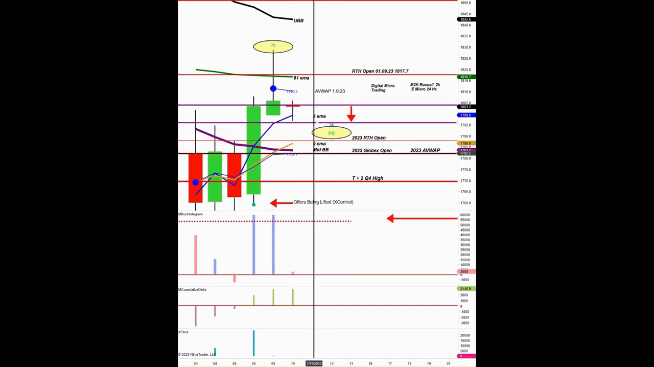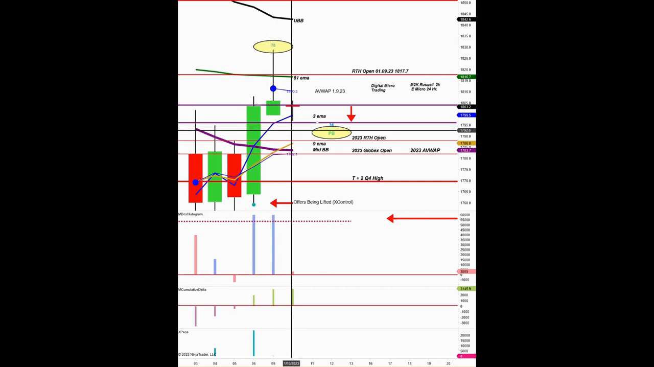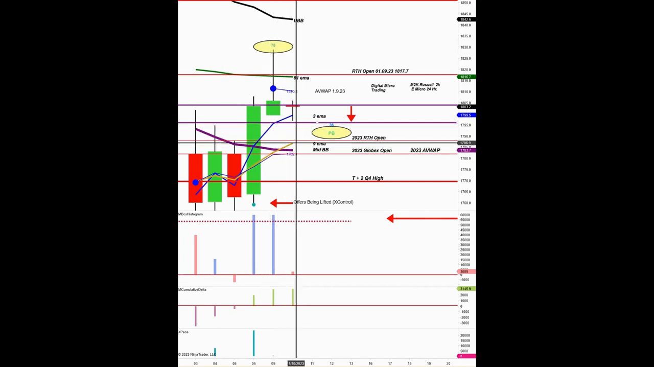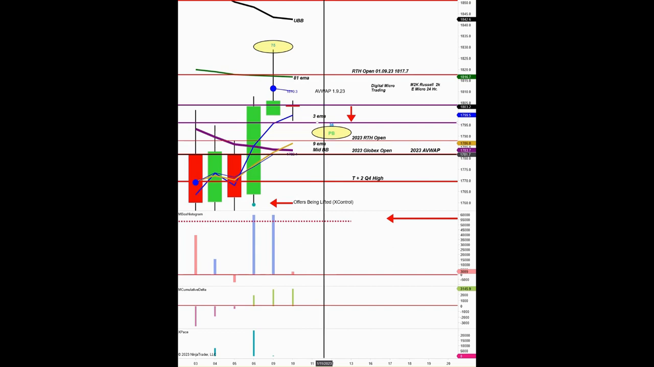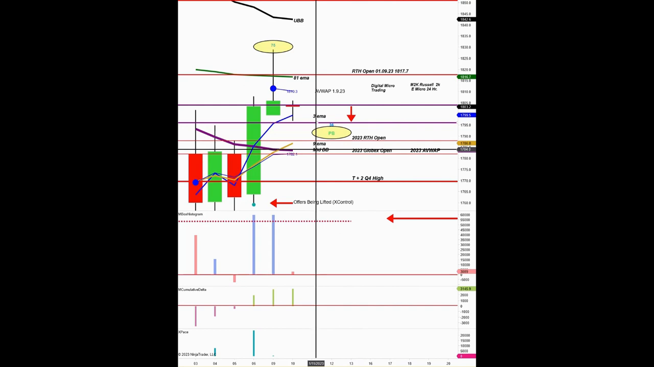The key zones or order flow levels that I'm looking at is this 9 EMA. This is the first time we've had a 2-day gap in the new year. This 9 EMA level at 86.9. We have price above the 2023 RTH Open and the Globex Open for 2023. Also, I'll note the anchored VWAP for the year is 1782. So that's a key level. And it's bulls to lose because they are above the mid Bollinger Band, which comes in at about 1784.